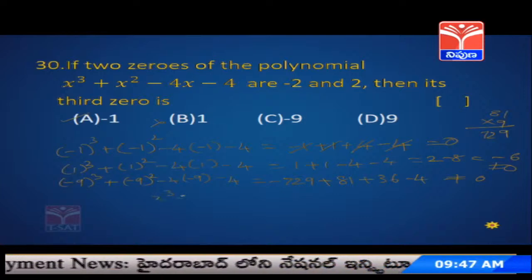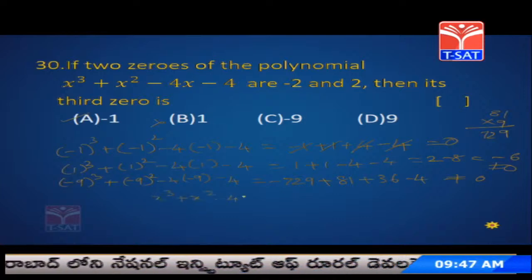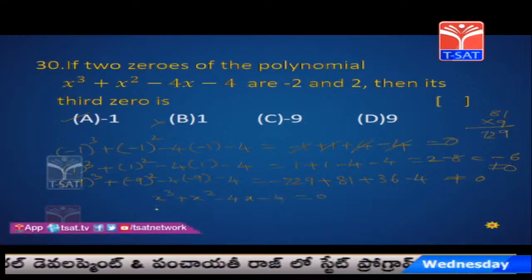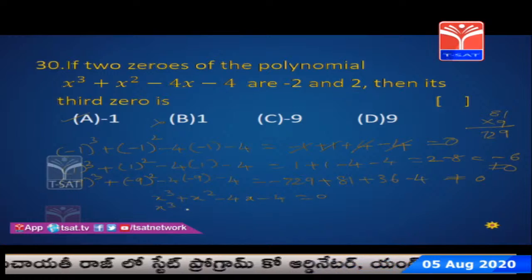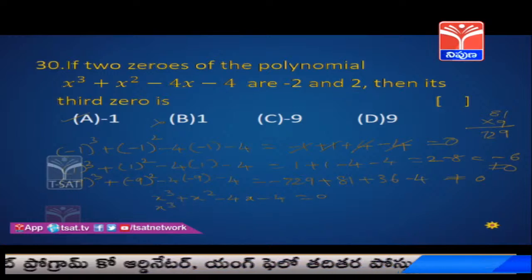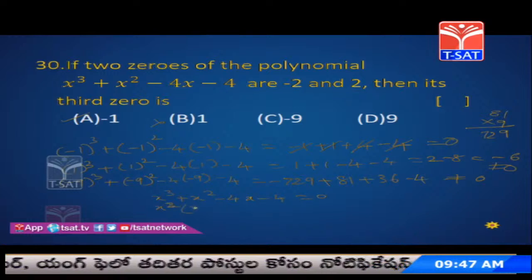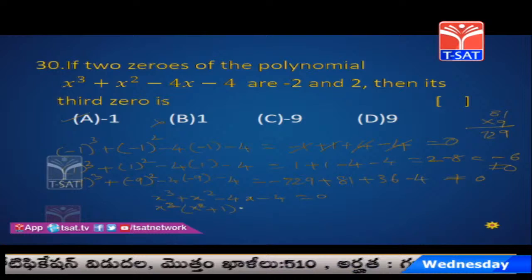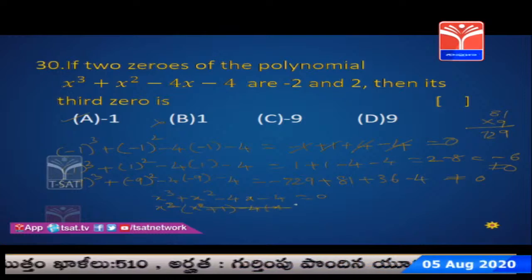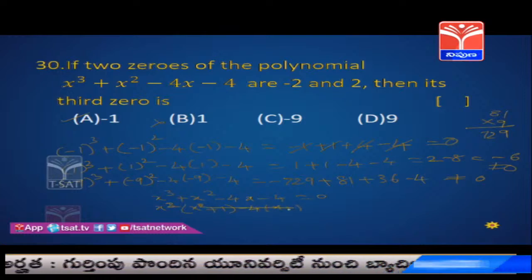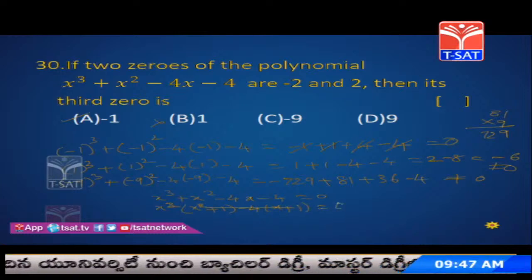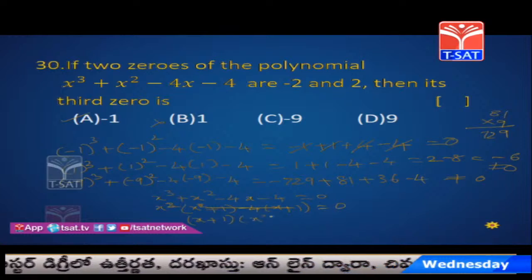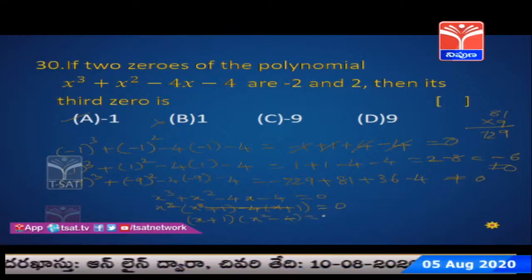You write x cube plus x square minus 4x minus 4 equals 0. In this, x square you bring out, x plus 1 you get, minus 4 you bring out, x plus 1 you get, equals 0. Then what is common there? x plus 1 bring out, then you will have x square minus 4 equals 0.